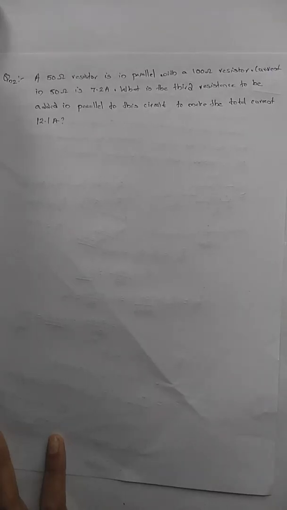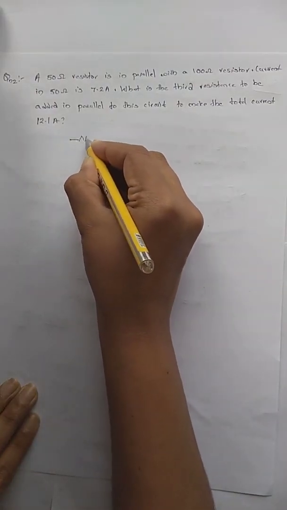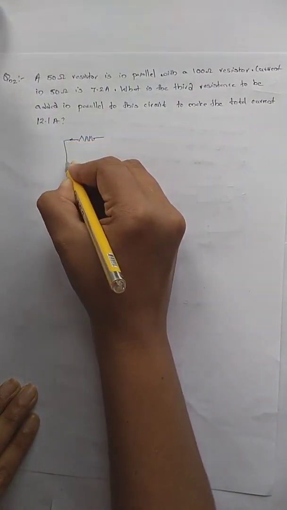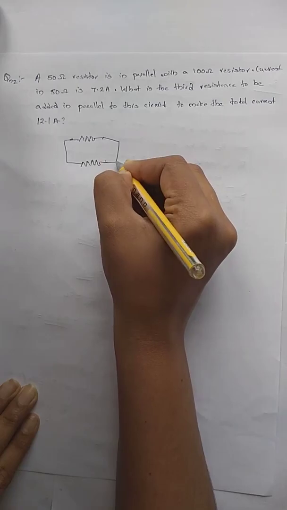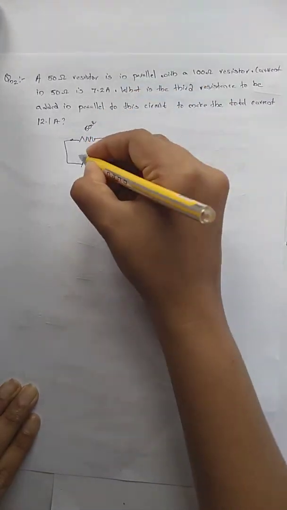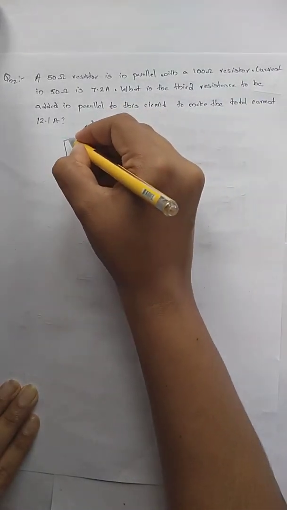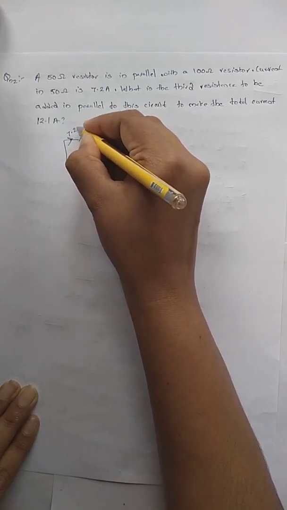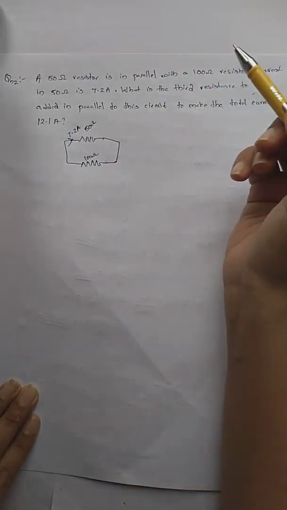So our second university question I have given you is: a 50 ohm resistor is connected in parallel with a 100 ohm resistor. So this is 50 ohm and this is 100 ohm resistor, and the current through 50 ohm is 7.2 ampere. What is the third resistance to be added in parallel?